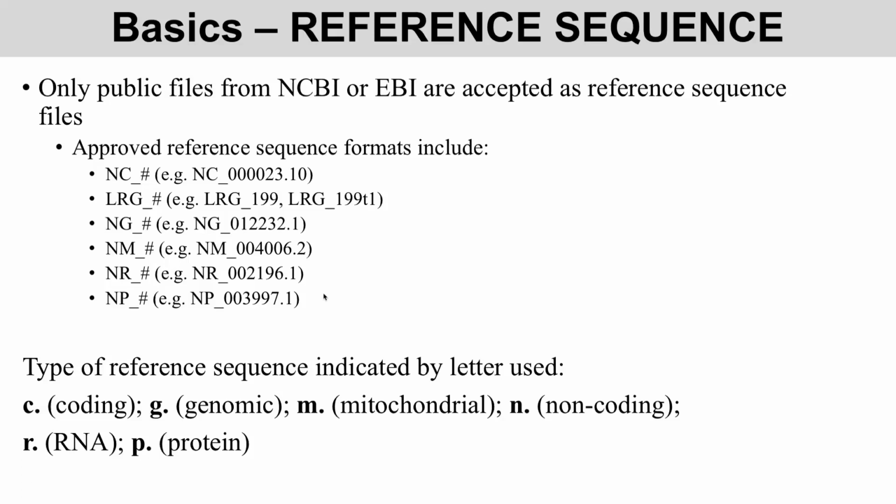And then depending on the reference sequence you used, when you're describing your change, you would use a different letter to indicate what type of sequence you're looking at. So a c. for coding, a g. for genomic, m. for mitochondrial, and so on. Whatever letter you're selecting here correlates to whatever reference sequence you're using as well.